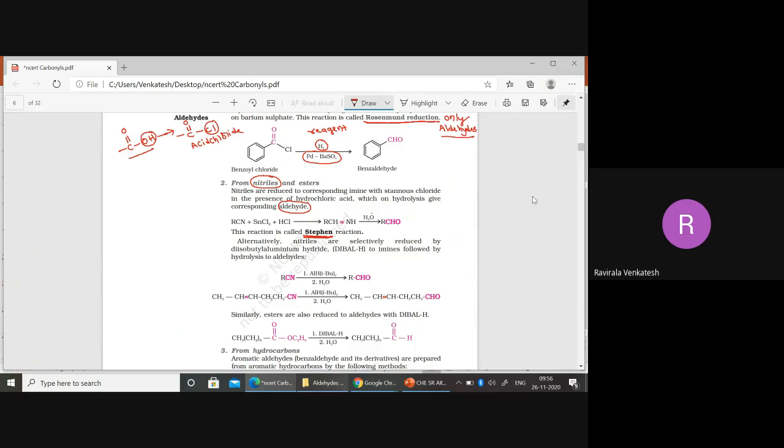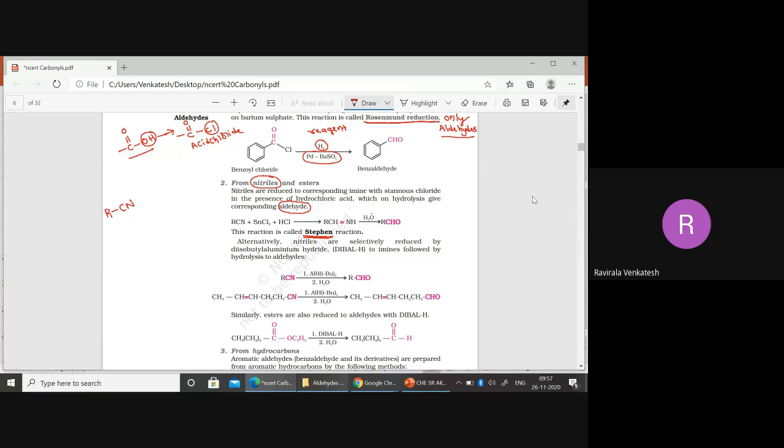How? Let me see. Actually, I will write the mechanism later. First of all, I will write the direct reaction, so that it will be easy for you. In examination, you can't write just the direct reaction, but at least it will be easy for you. In this case, RCN, alkyl cyanide. Cyanides are generally called nitriles. Nitrile means nothing but cyanide, isn't it?